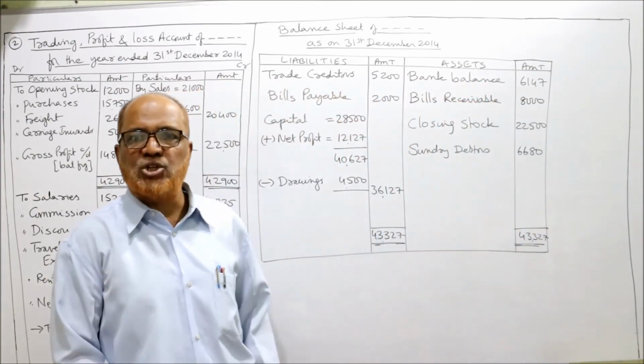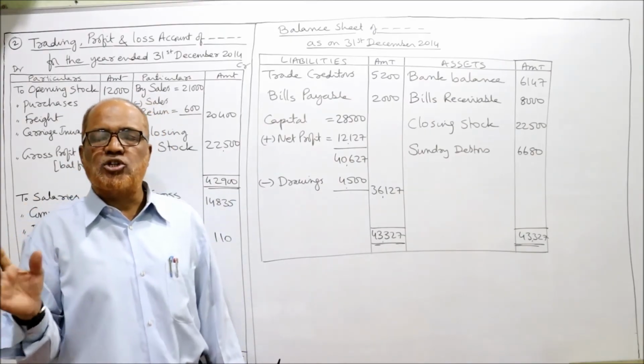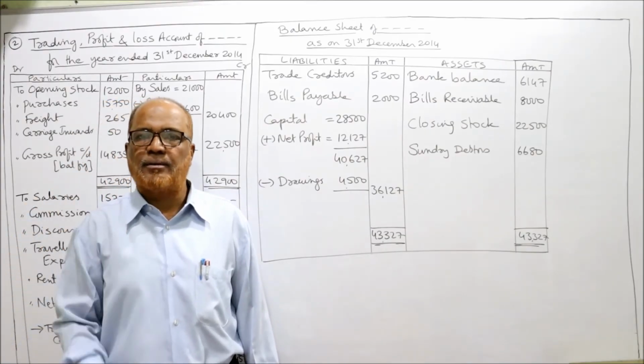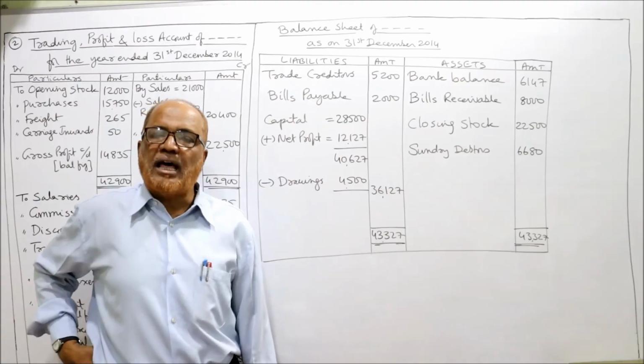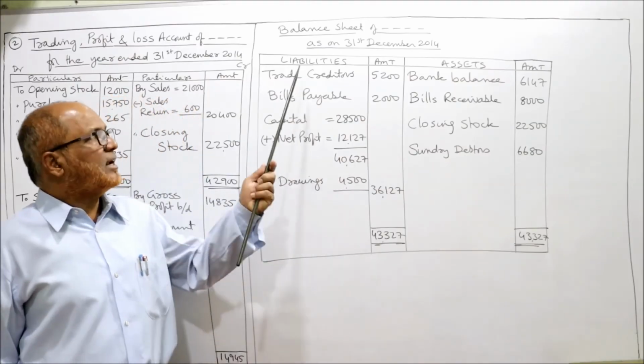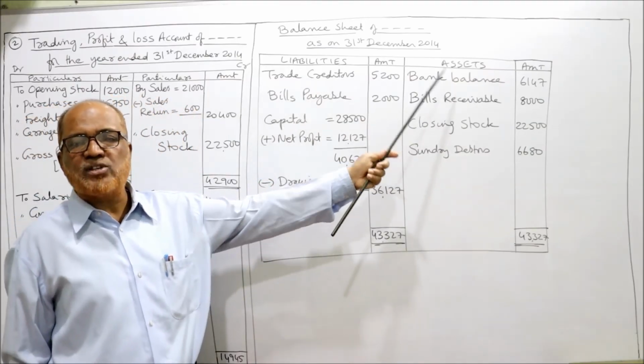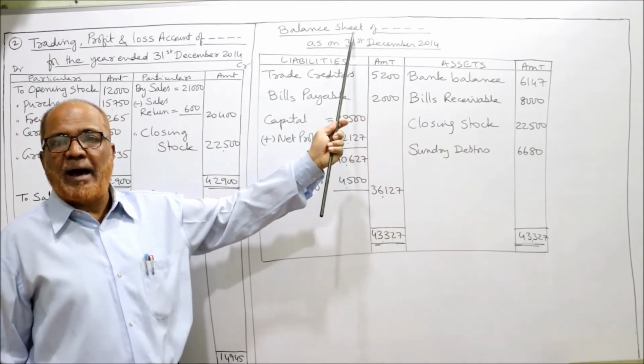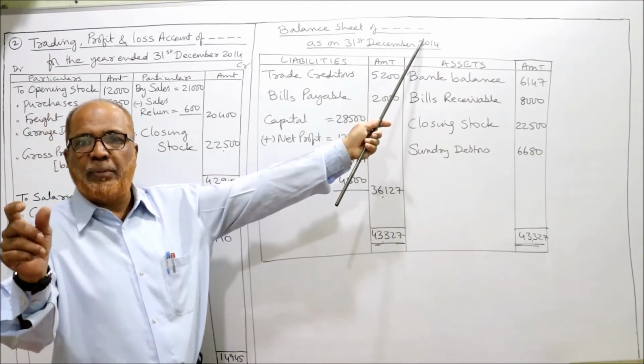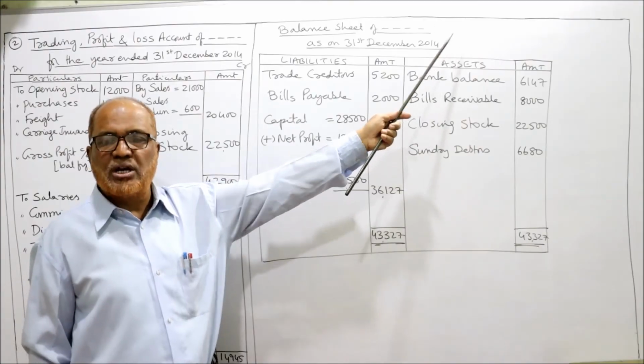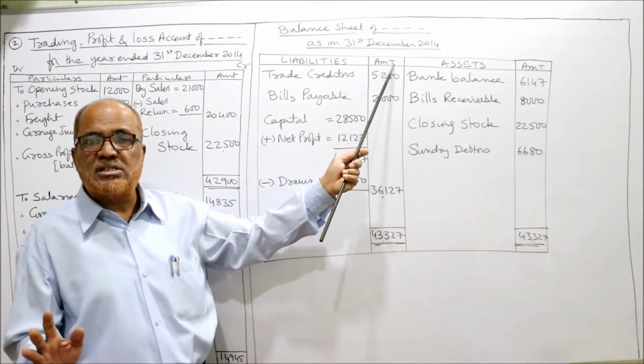Now I'm coming to the balance sheet. Balance sheet is a statement, not an account. We don't have debit and credit. It's a statement listing the assets and liabilities. Left hand side liabilities, right hand side assets. First of all, heading should be clear. Balance sheet of the name of the person not given, so I am putting dash. As on, don't commit the mistake here.